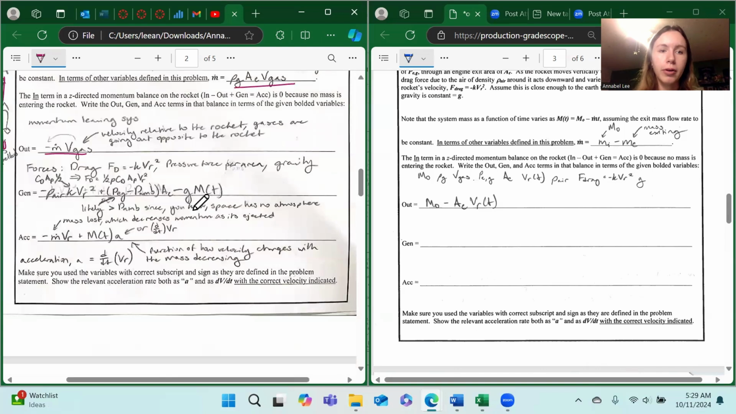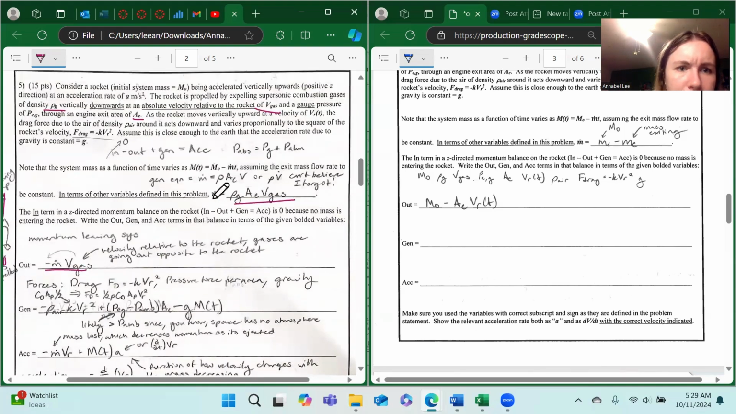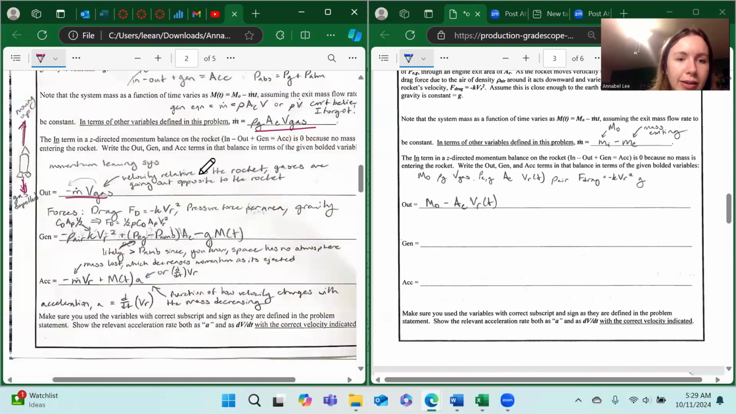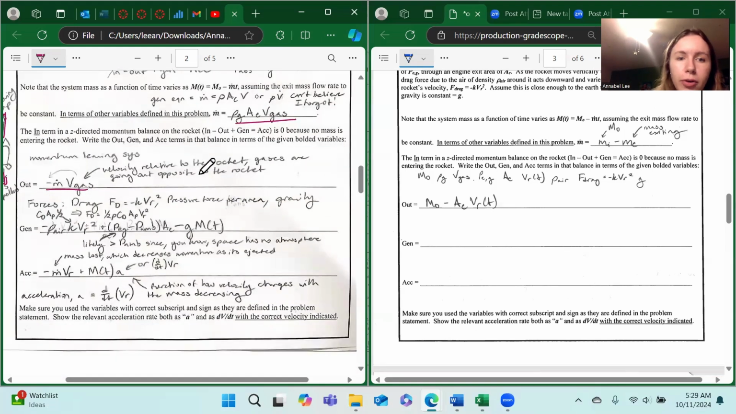There's going to be the drag force, which is negative k times velocity of the rocket squared, which is relative to the surroundings, I believe. No, it's just the velocity of the rocket. I was thinking of the V gas. Yeah, then the pressure force per area, and then the gravity.